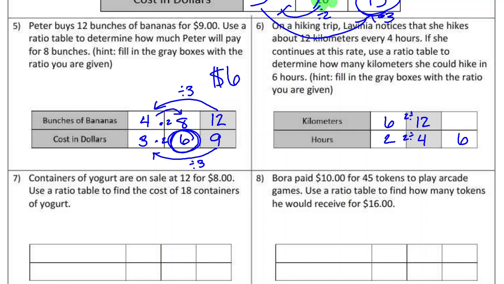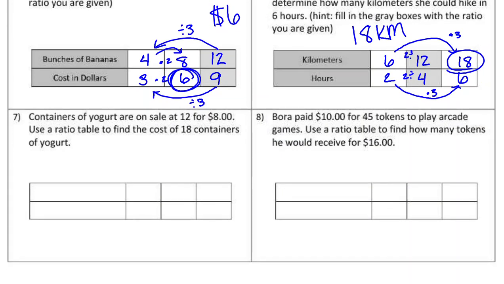The only reason I know I don't have to divide it the whole way down is because I know that 2 times something is 6. So 2 times 3 would give me 6, and 6 times 3 gives me 18. So it'll be 18 kilometers. So simplify to multiply and move forward.